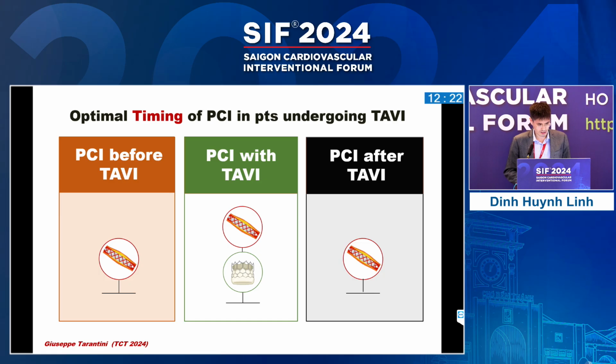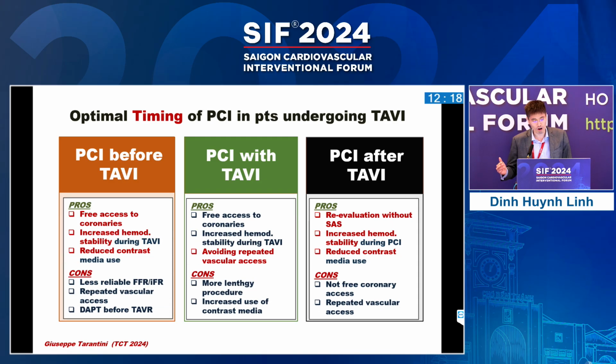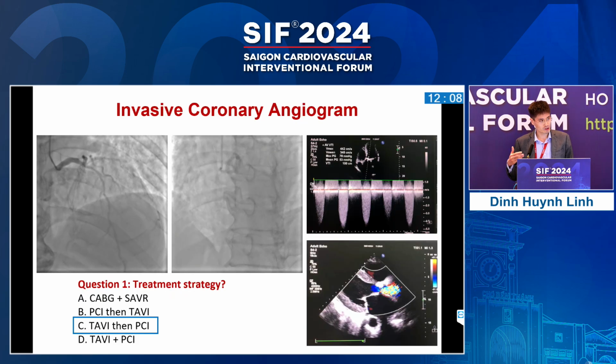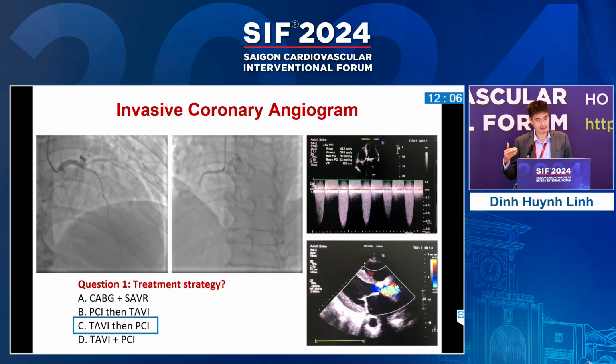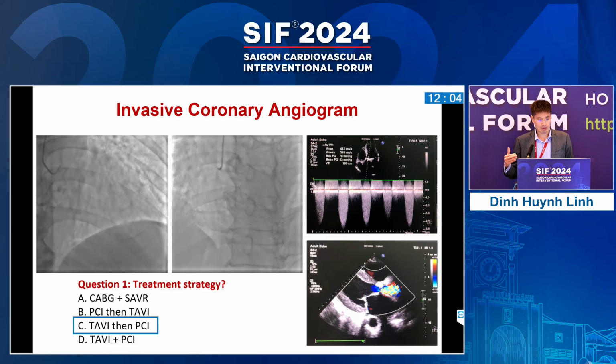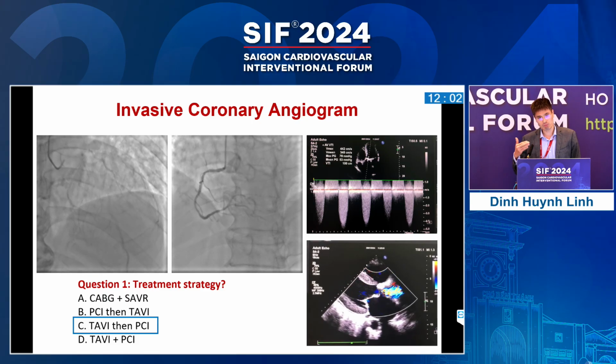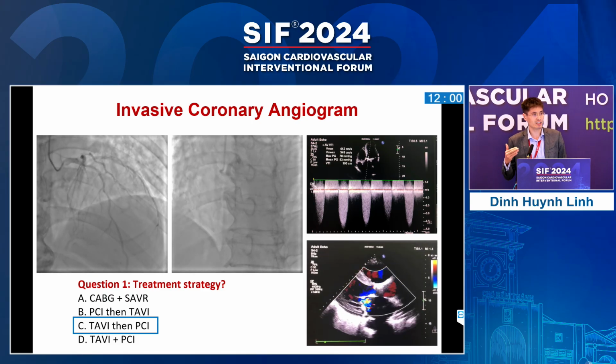So we know that PCI before TAVI and after TAVI both have pros and cons. There was a very nice presentation at TCT 1 month ago. So after a long discussion, we decided to do the TAVI. And when we say TAVI then PCI, it means that we do the TAVI first and we want to improve the hemodynamic status of the patient.